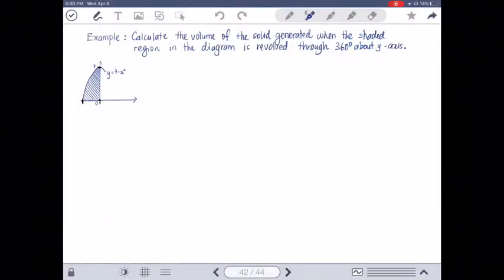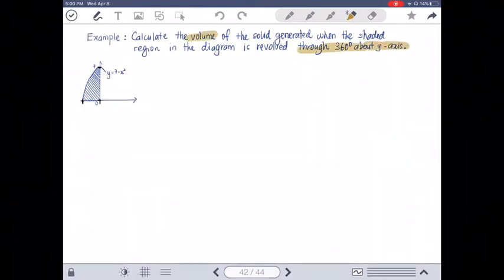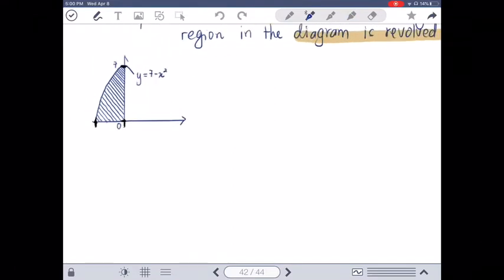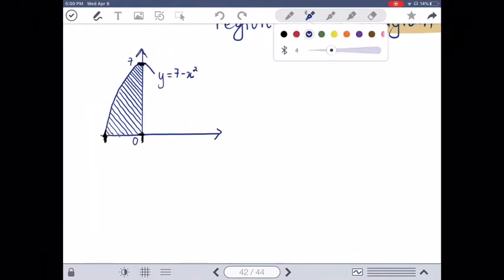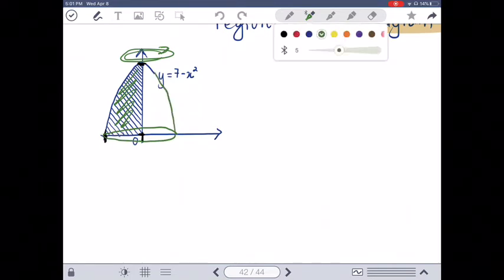Now let's have a look at an example of volume revolved through 360 degrees about the y-axis. So we want to find the volume when the diagram is revolved through 360 degrees about the y-axis. For example, we have this diagram here. Just imagine if this area is turned 360 degrees about the y-axis, we will produce a solid that looks something like this. We want to find the volume of this solid.